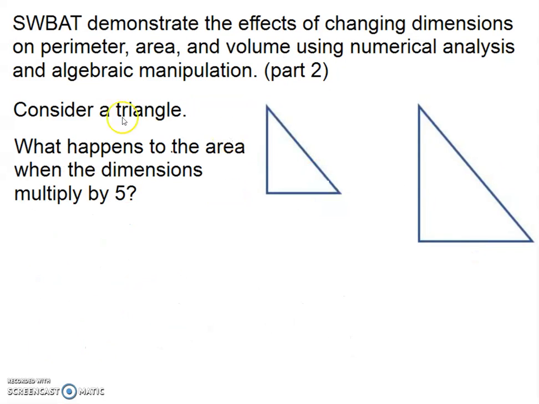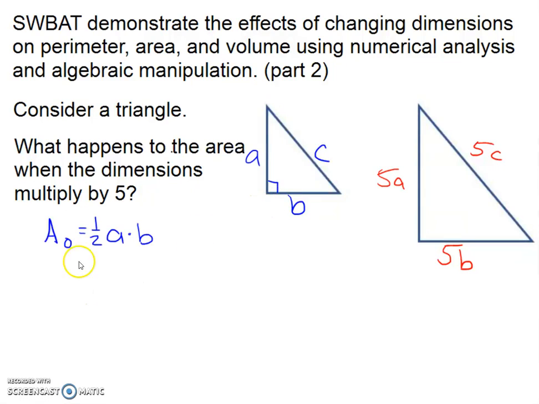The second question is about area. I'm going to rewrite my numbers in here, but they're going to be the exact same. So we had A, B, C, and then we had 5A, 5B, 5C. And now let's do the same thing. Let's start with our original area, which is 1/2 base times height. So in this case, that would be 1/2 A times B, because that's where the right angle is.